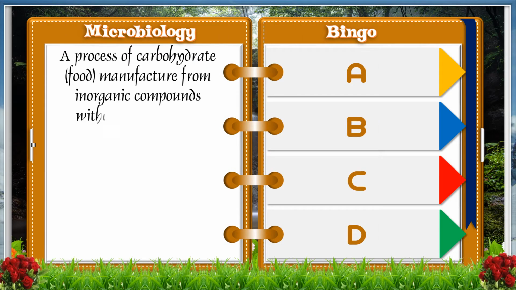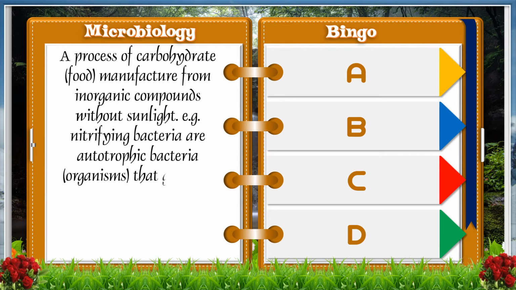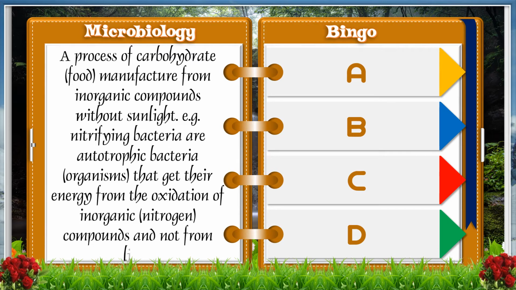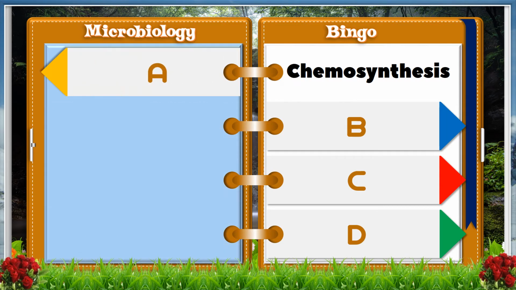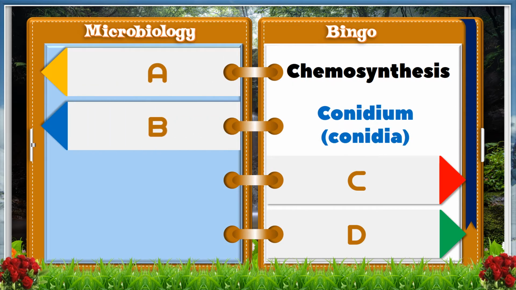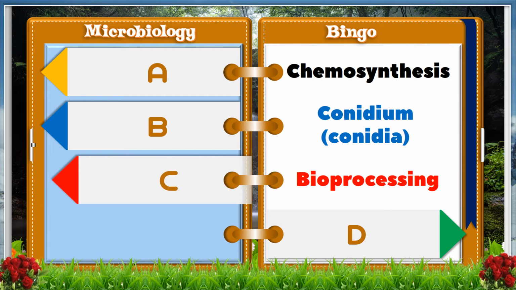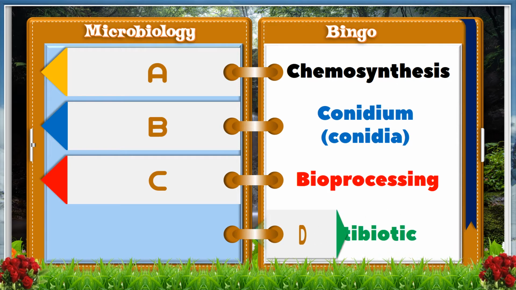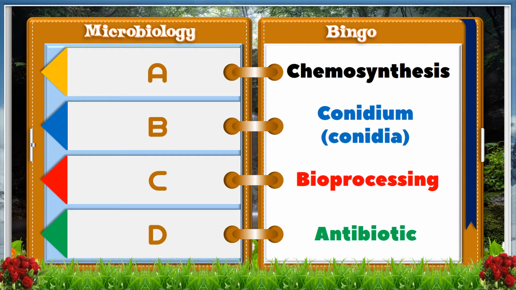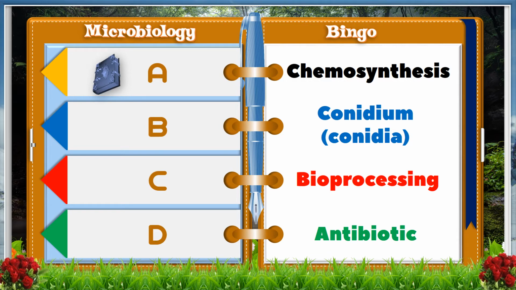A process of carbohydrate food manufacture from inorganic compound without sunlight. For example, nitrifying bacteria are autotrophic bacteria that get their energy from the oxidation of inorganic compound and not from light. A. Chemosynthesis. B. Conidium. C. Bioprocessing. D. Antibiotic. And the answer is A. Chemosynthesis.